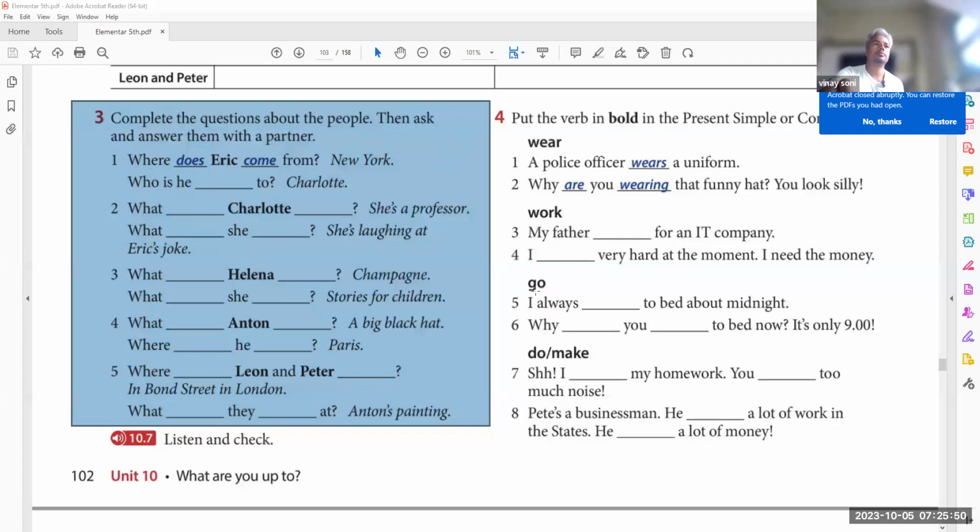1. Where does Eric come from? New York. Who is he talking to? Charlotte. 2. What does Charlotte do? She's a professor. What is she doing? She's laughing at Eric's joke. 3. What is Helena drinking? Champagne. What does she write? Stories for children. 4. What is Anton wearing? A big black hat. Where does he live? Paris. 5. Where do Leon and Peter work? In Bond Street, in London. What are they looking at? Anton's painting.